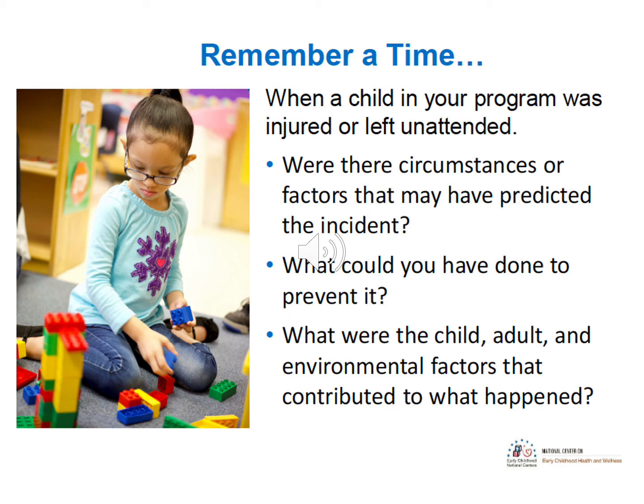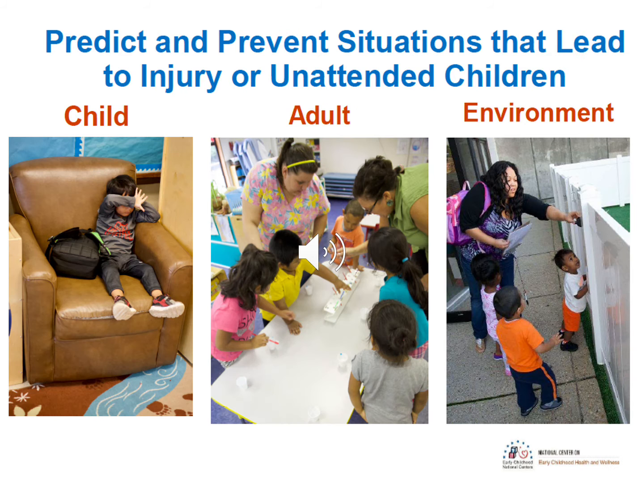It's a hard thing to sit back and reflect, but it's important for us to ask ourselves these questions, to look at the situation kind of from outside the box so that we can improve, we can make plans, and we can decide how do we prevent injuries in our classrooms. When it comes to active supervision, we really want to see the entire picture. We have to learn to predict and prevent situations that lead to injury or to unattended children.